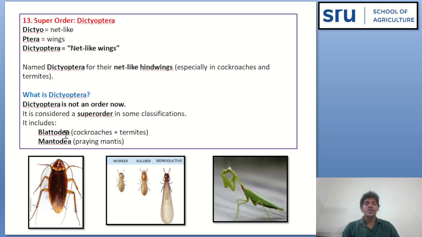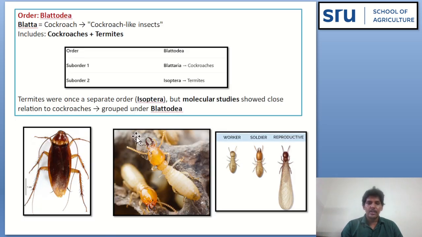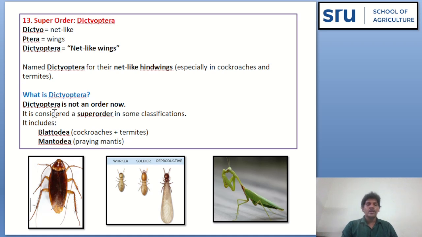It includes two suborders, that is Blattodea and Mantodea. Under Blattodea, two suborders are there, which we will see in the coming slides, for cockroach and termites. Suborder 1 Blattaria and suborder 2 is the Isoptera. So it is considered as the Dictyoptera now. It includes Blattodea, that is cockroach and termites, and Mantodea, that is praying mantids.